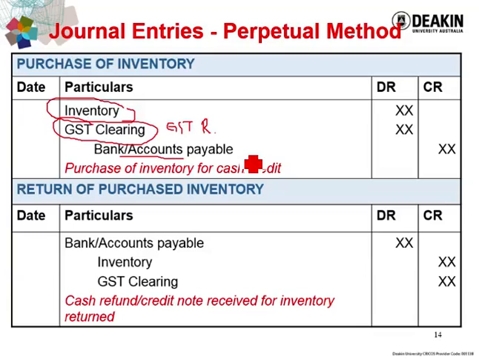When we return inventory to suppliers, we debit cash at bank or accounts payable with GST inclusive amount. Then we credit inventory, and note that when we credit inventory, this amount does not include GST. And then we credit GST clearing because we reduce GST recoverable or we reduce GST receivable.